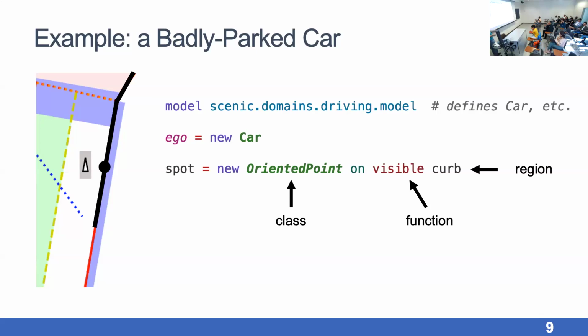Why would you want to define that kind of thing? Basically, this is the information you need to specify a local coordinate system. So if you want to say, here's the origin and here's the orientation of the axes, that's the information in an oriented point. So here what we're doing is we're saying, take this region, visible curve, and pick a point at random within that region.